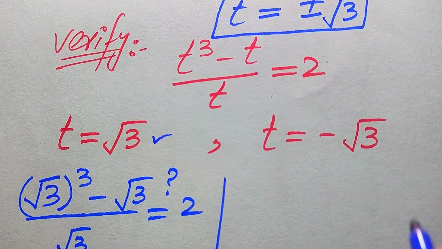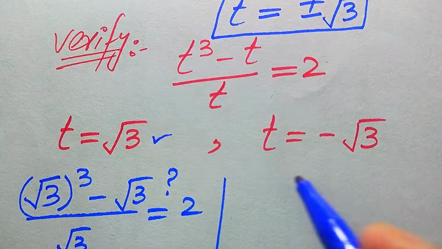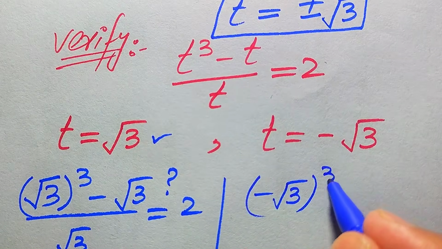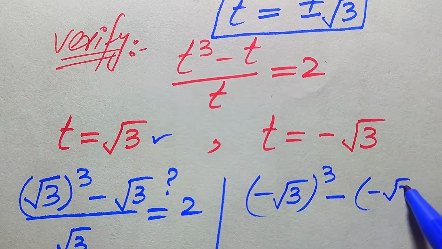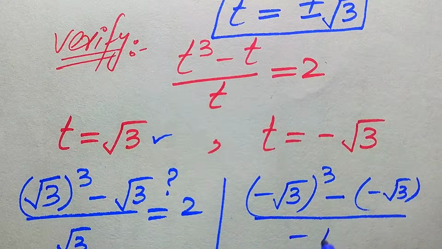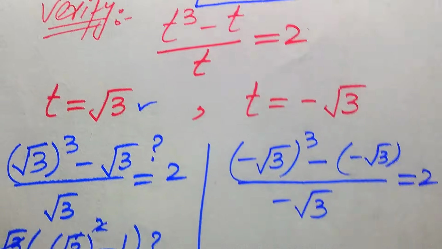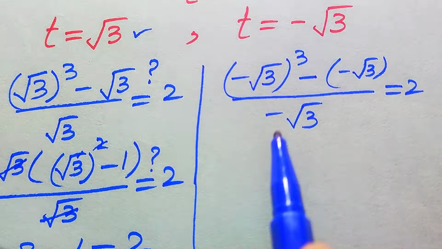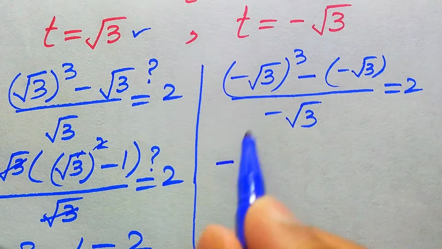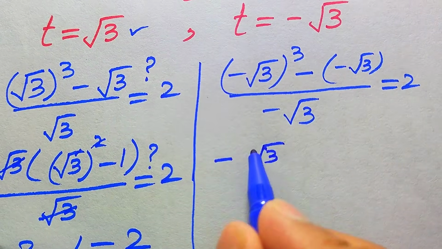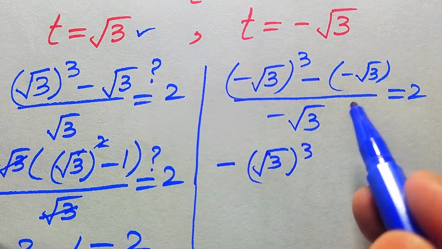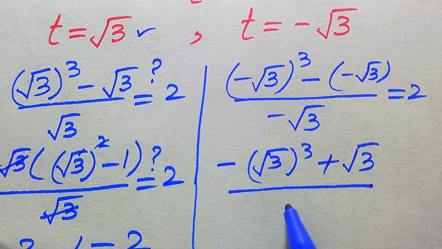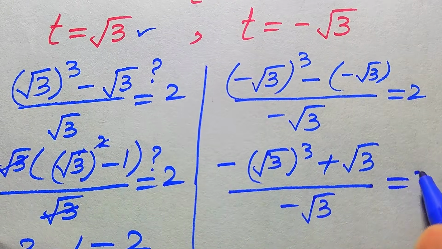And now in the same pattern we substitute t equals minus square root of 3 into the left hand side. So when you put this value here it becomes (minus square root of 3) whole cubed minus, this is minus square root of 3, divided by minus square root of 3 is equals to 2. And now in the next step you see that the cube of a negative term becomes negative, so we write this term as minus times square root of 3 and its whole cubed, and here you see that minus times minus becomes plus, square root of 3 divided by minus square root of 3 is equals to 2.